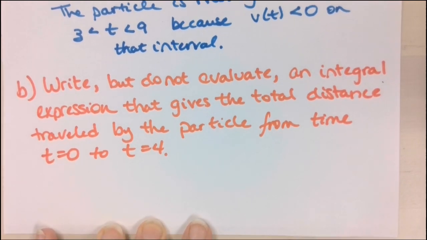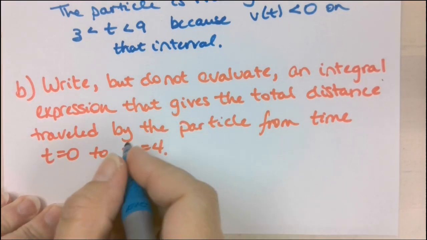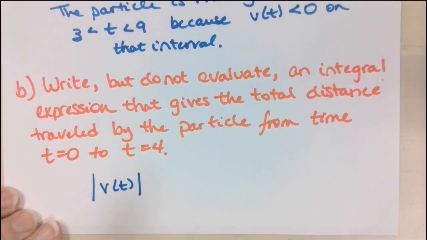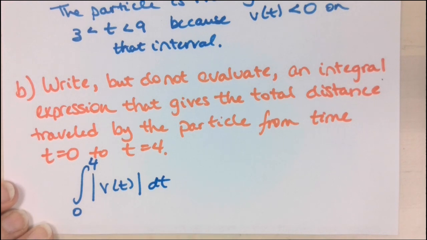Write, but do not evaluate, an integral expression that gives the total distance traveled by the particle from time t equals 0 to t equals 4. Now remember, total distance traveled means that we want to take all the negative velocities, the times when the particle's moving in the negative direction, and make them positive. So we do that by taking the absolute value of velocity, or finding the speed. This is the speed, and we're going to sum up all of the speeds from 0 to 4. That gives you total distance traveled. It's all we have to do on that question.